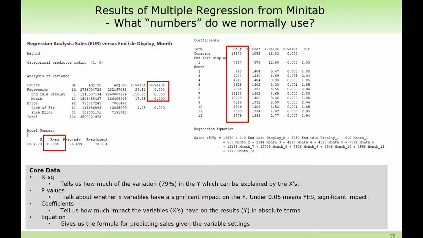The next thing we look at are the coefficients. So in this case, this is the monetary impact the different variables have. So here we can see that the end-of-aisle display, when it is there, increases the sales by 7,257. And we can then see the impact on sales of the different months underneath. So you can see it starts very low, 663. And in the summer months, month 7 and 8, there's a 12,000 euro impact on the overall sales.